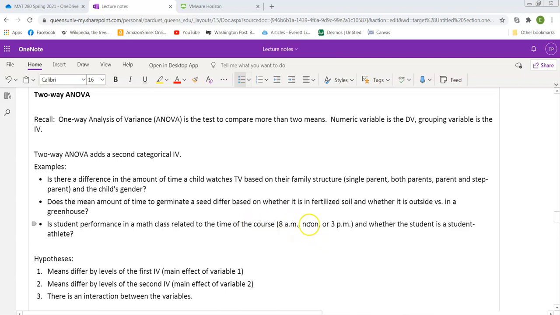I made up this third example to show what an interaction might look like. So in my experience teaching classes, I know students hate 8 a.m. classes. And, you know, they're groggy and cranky, and because of that, they're just not their best and don't do as well. That's most students. So most students, I think, would do better at noon, followed by 3 p.m., followed by 8 a.m. Okay, that's just my prediction.